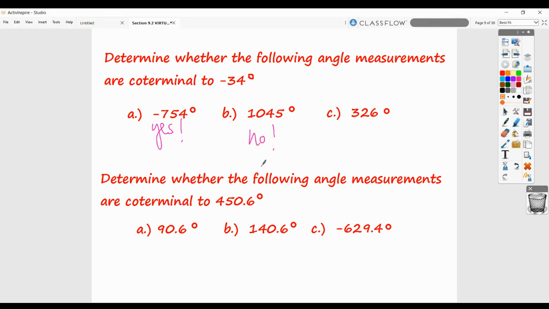Those are not coterminal. Now let's see this. If I take negative 34 degrees and I add 360, do I get to 326? Yes, you do. And you can do the same thing with this one to determine if these are coterminal.